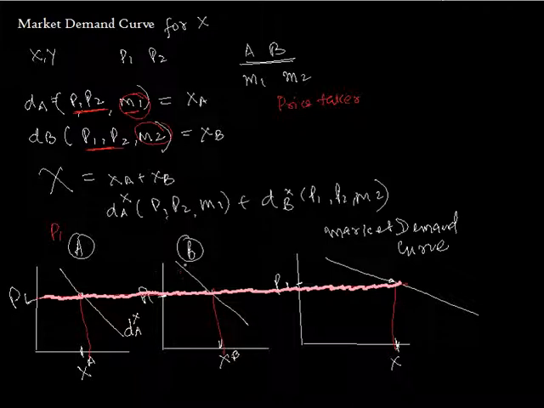At each price, the quantity demanded in the market is the sum of the amounts, that is XA plus XB, which is being demanded by each individual. So at this price, the demand in the market is of course going to be X, which is nothing but XA plus XB. Clear? Okay.